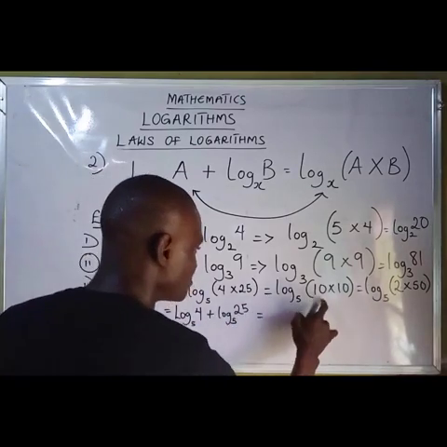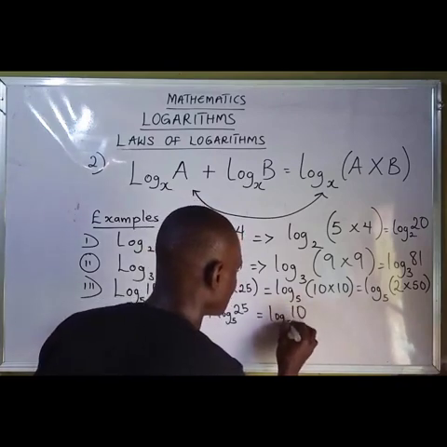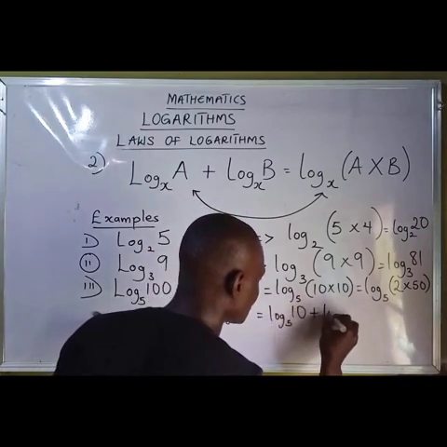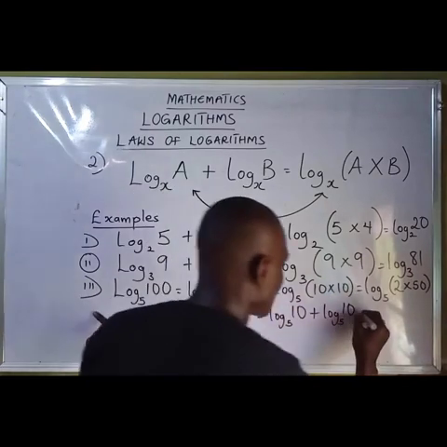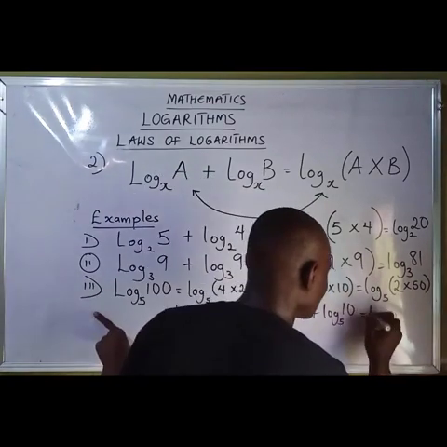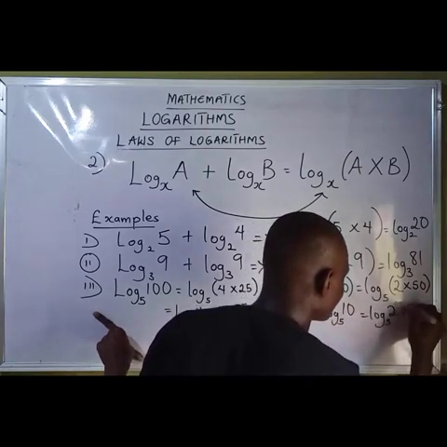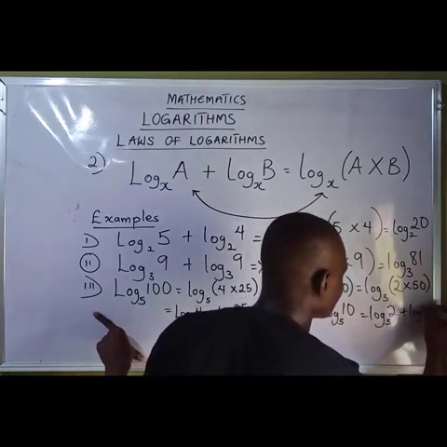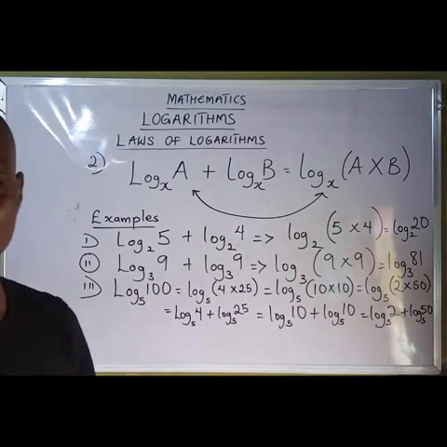Let me transform the second one. This second one too can be written as the logarithm of 10 to the base of 5 plus the logarithm of the same 10 to the base of 5. And look at this last one. We can transform it to the logarithm of 2 to the base of 5 plus the logarithm of 50 to the base of 5. I hope you can now see what we just have to do.